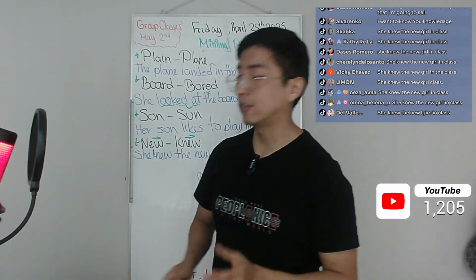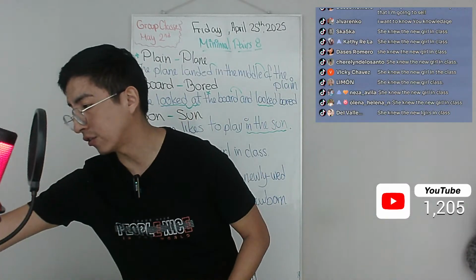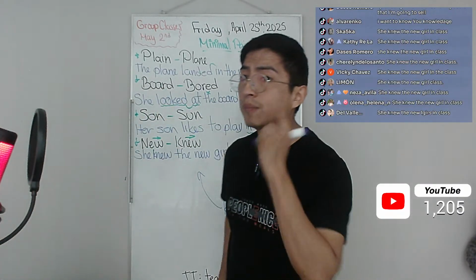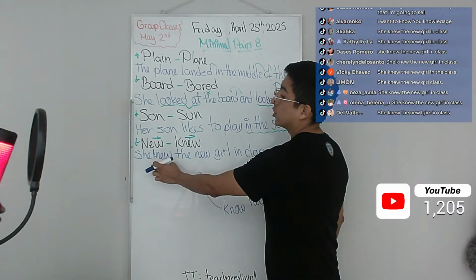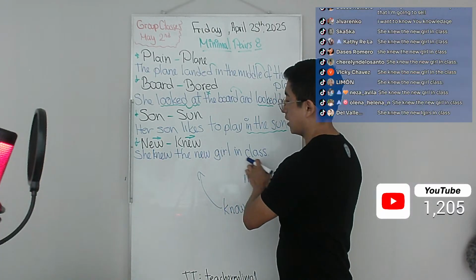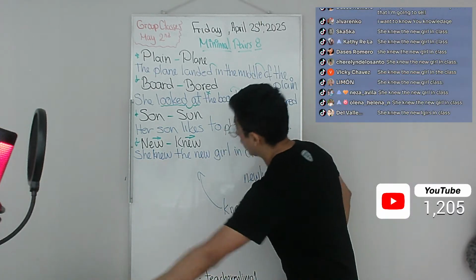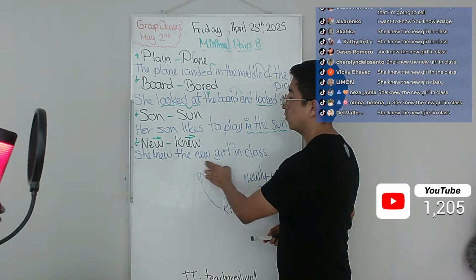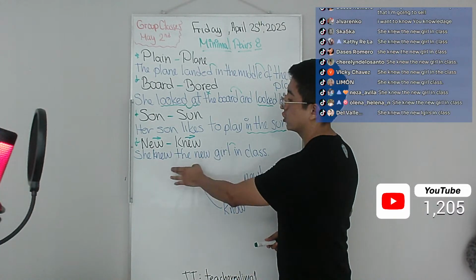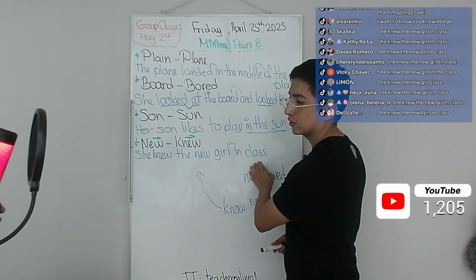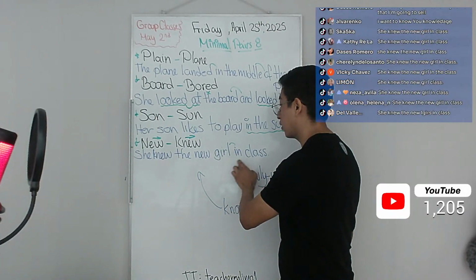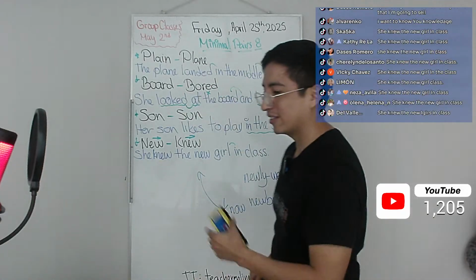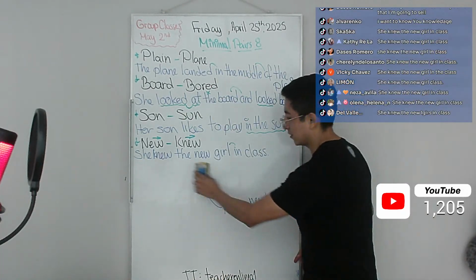Perfect. In this case that is what we have here. Okay, she knew the new girl in class. Listen, please, and repeat. She knew the new girl in class. Look at this: girl in class. She knew the new girl in class. Yes, that's what we have here. Let's continue, guys, with the following sentences.